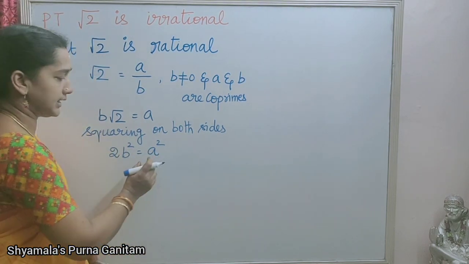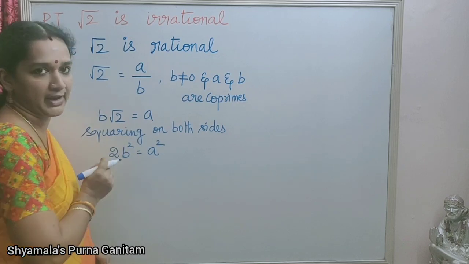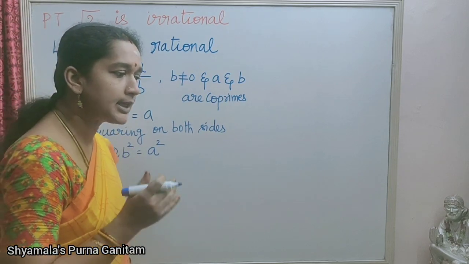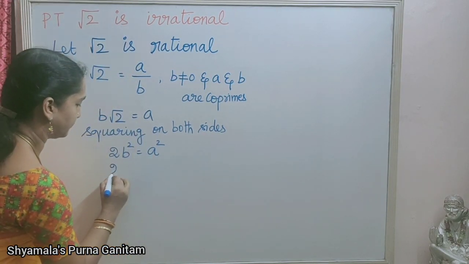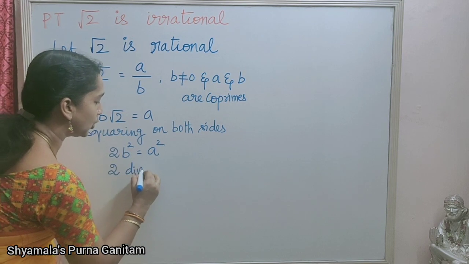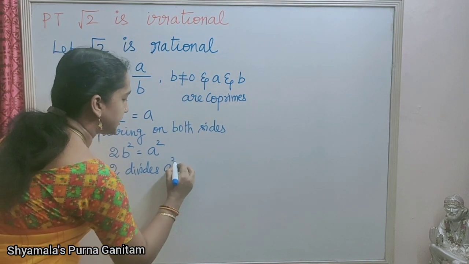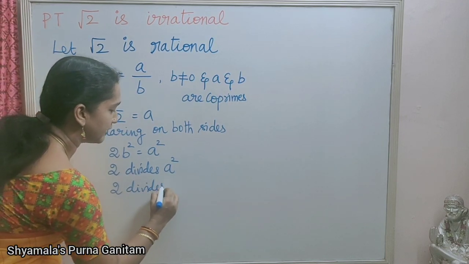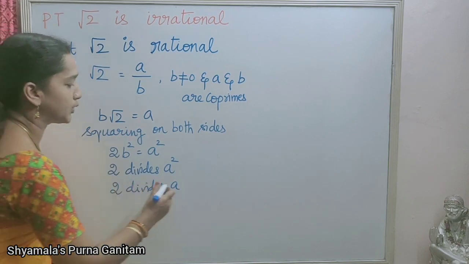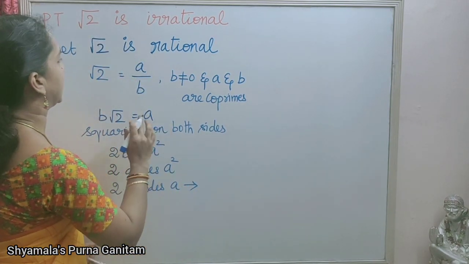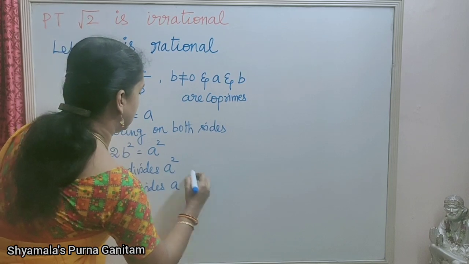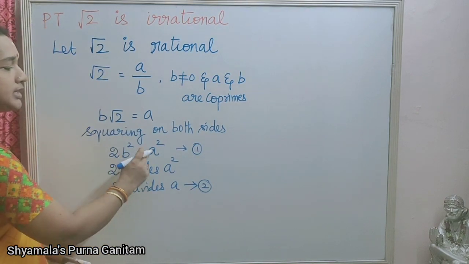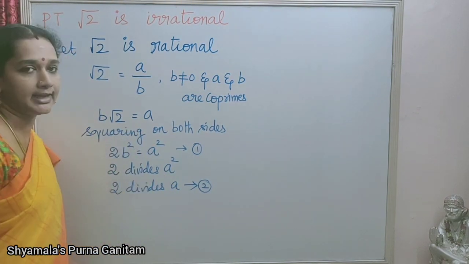The meaning of this is that a squared has 2 as a factor. That is, 2 divides a squared. Since 2 divides a squared, it will divide a also. So 2 divides a. We will take this as the first equation and this as the second: 2b squared is equal to a squared, and 2 divides a.